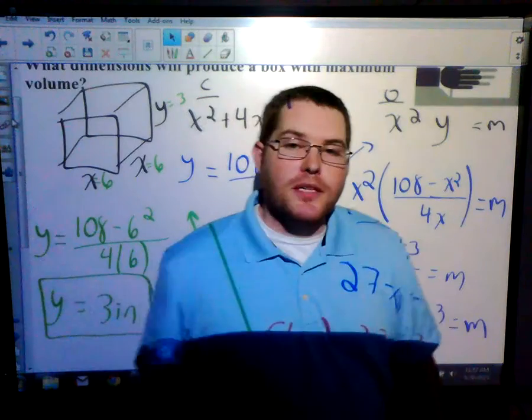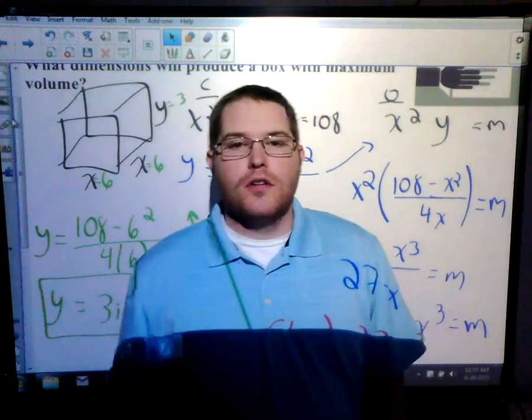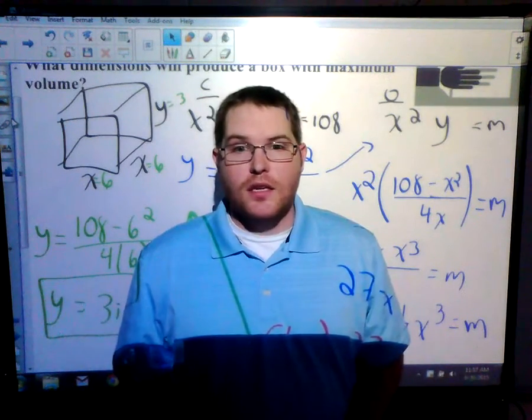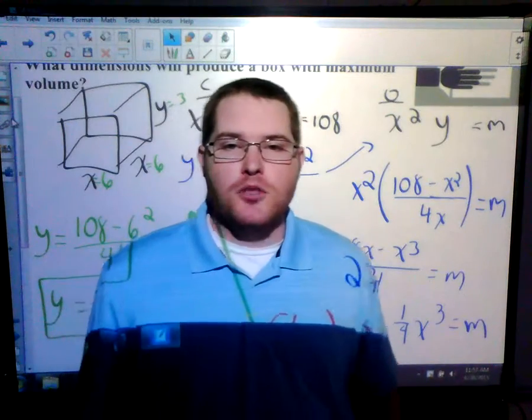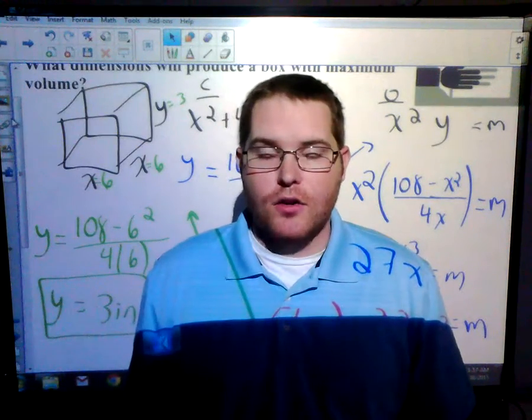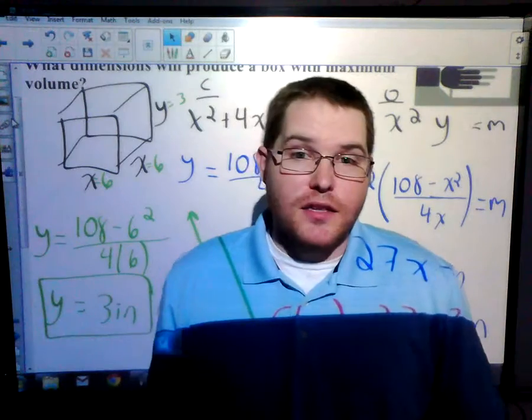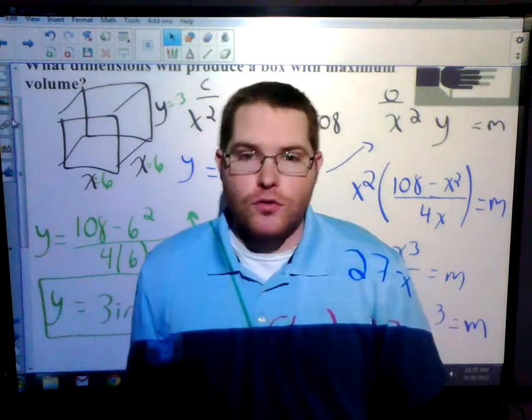Optimization problems look complicated, but they're the same thing over and over. You will have lots of practice problems with these. If you Google optimization problems, you will find a bunch of them online. I did not do a mini lesson for this because it's pretty much the same thing over and over again.